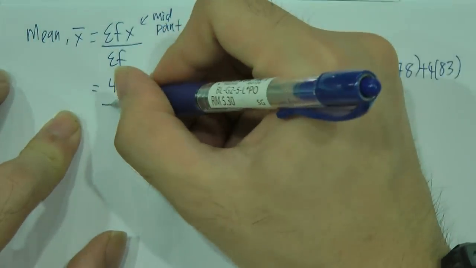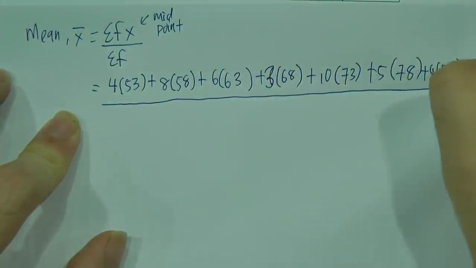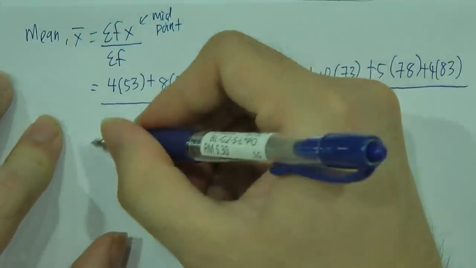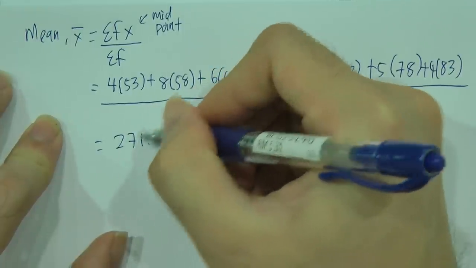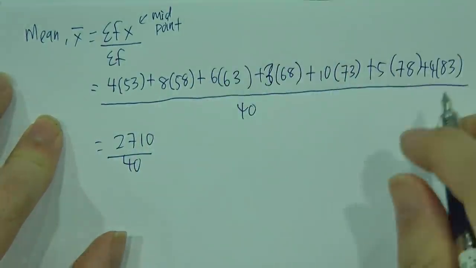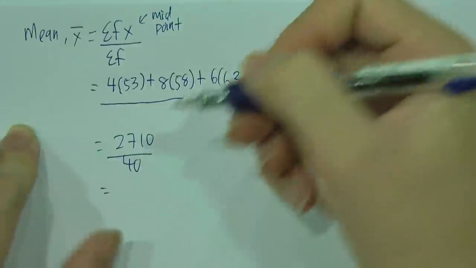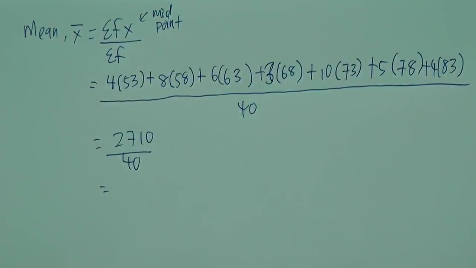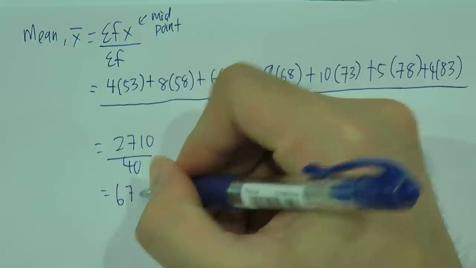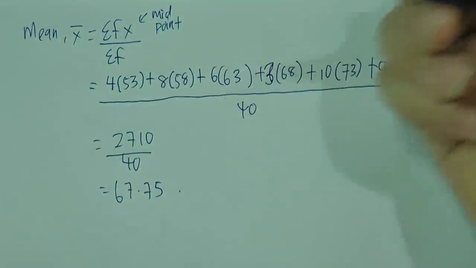So divided by 40. You press the calculator, it will tell you 2710 over 40. Then you just press the calculator, it will tell you the answer. So 2710 divided by 40, you will get 67.75, which is the mean.